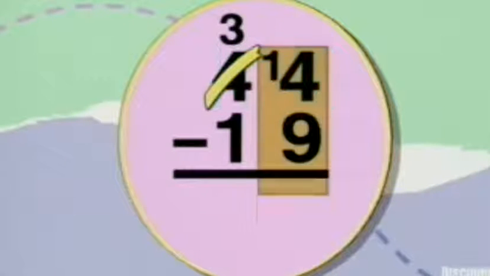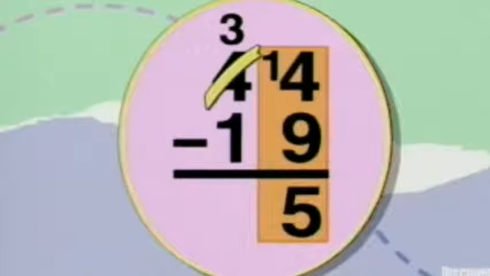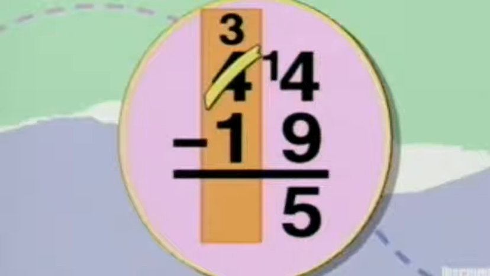Say the new problem in the ones column. It's 14 minus 9. What's the answer? 5. Now the tens column. Say the problem. We have 3 minus 1. What's the answer? 2.